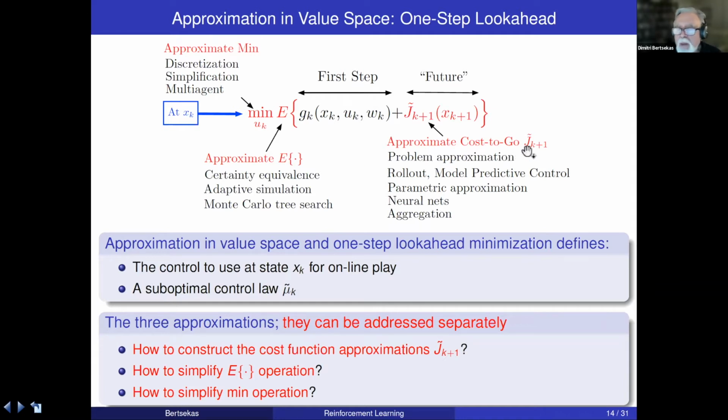So we have problem approximation, simplifications, neural networks, aggregation, rollout, and model predictive control, which ordinarily uses just rollout, but also multi-step look ahead. So that's already a pretty broad methodology, and we're going to cover it selectively in various levels of depth.